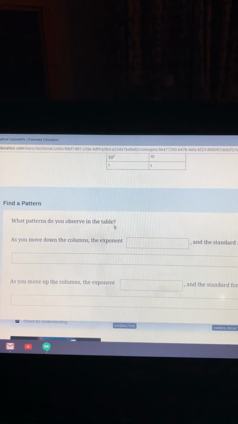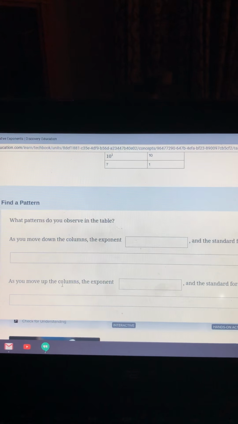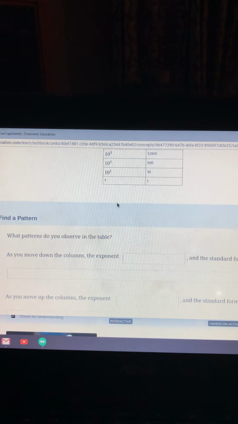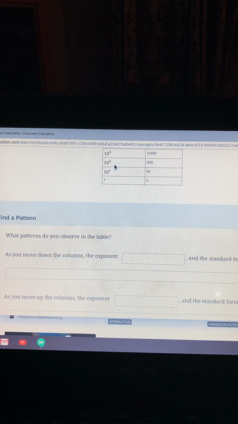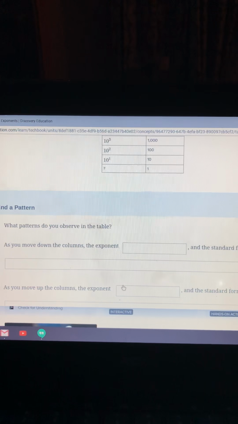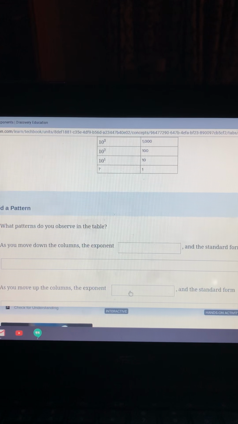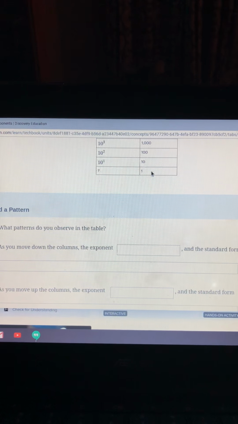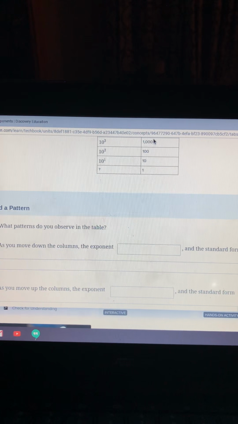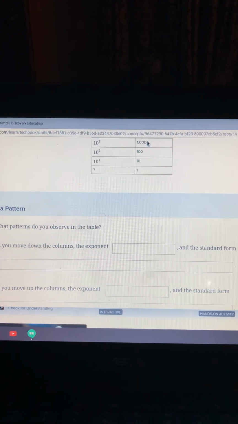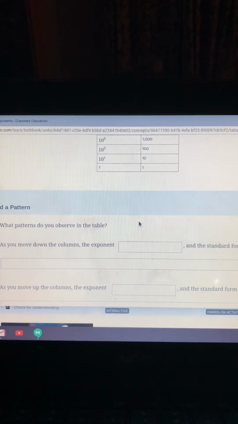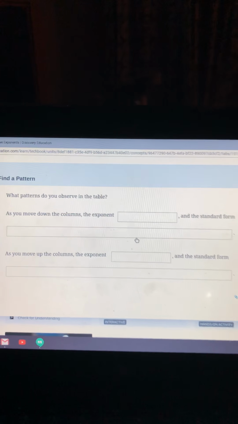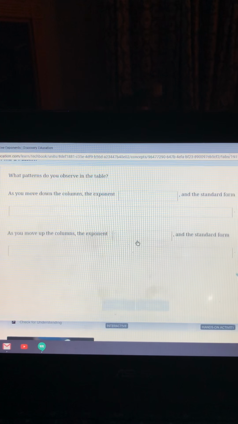Now if we do the opposite, as we move up the column, so if I go up, I have 1, 2, 3, 4. Are my exponents increasing or decreasing? And then is the standard form, as you go up, multiplying by 10 or dividing by 10? So fill in the blanks right over here.